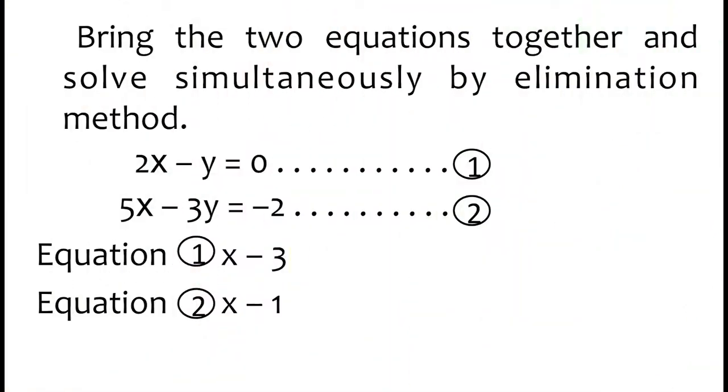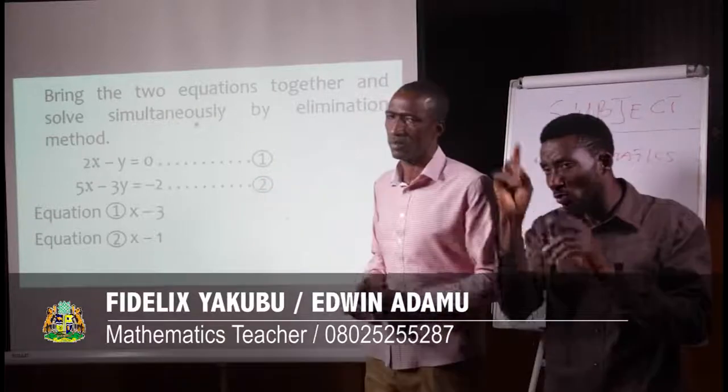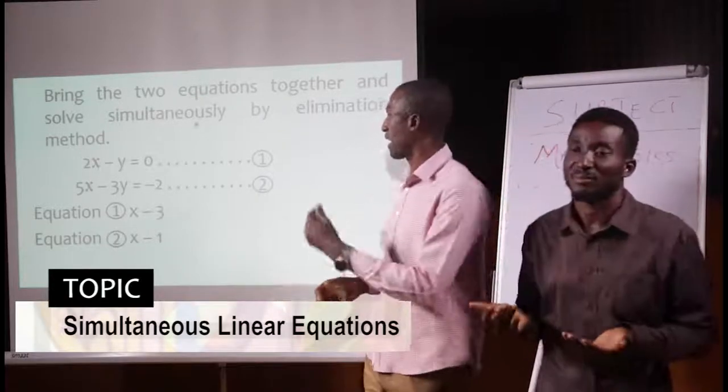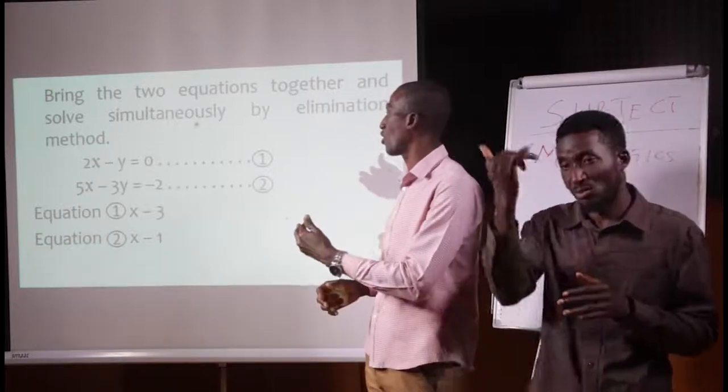Now, the next step is to bring the two equations together and solve them simultaneously by the elimination method. So the first equation, 2x minus y equals to 0, equation 1. And 5x minus 3y equals minus 2, equation 2. Now, when you look at the two equations, the x is not balanced and the y is also not balanced.